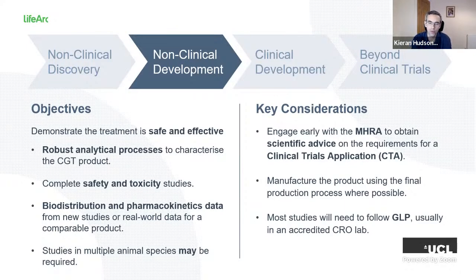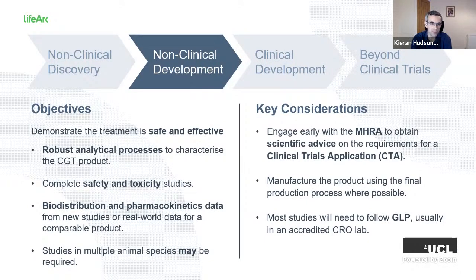Manufacture the product using the final product production process where possible. So you need to have the data around the product that you're actually going to put into patients and ensure that you're, again, having robust analytical processes to show that what you're putting in, you fully understand. So the earlier you get your final manufacturing process set up, the better. Otherwise, you might have to do studies and further experiments to show that what you're producing in the end is equivalent to what you did your studies on, which can make things a lot more complex.